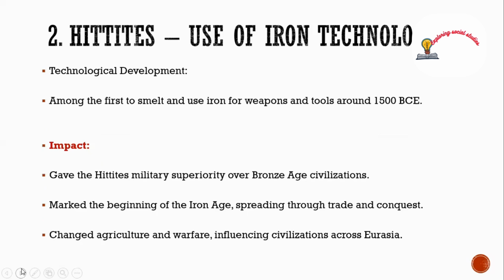Hittites: use of iron technology, a technological development. They were among the first to smelt and use iron for weapons and tools around 1500 BCE. The main impact: it gave the Hittites military superiority over Bronze Age civilizations and marked the beginning of the Iron Age, spreading through trade and conquest, changing agriculture and warfare, and influencing civilizations across Eurasia.